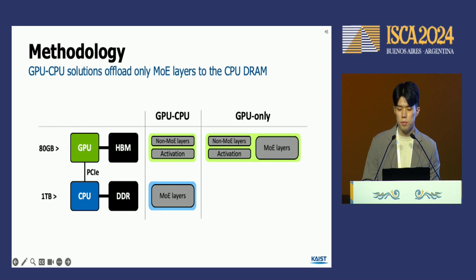To provide a more detailed explanation, GPU-CPU solutions, including MoE on-demand, MoE prefetch, and Pre-gated MoE as well, offload MoE layers to the CPU DRAM, while the GPU-only solution uploads all the parameters and activations to the GPU. Additionally, in this figure, the non-MoE layers include the rest of the layers in the model, such as self-attention layers and conventional FFN layers.